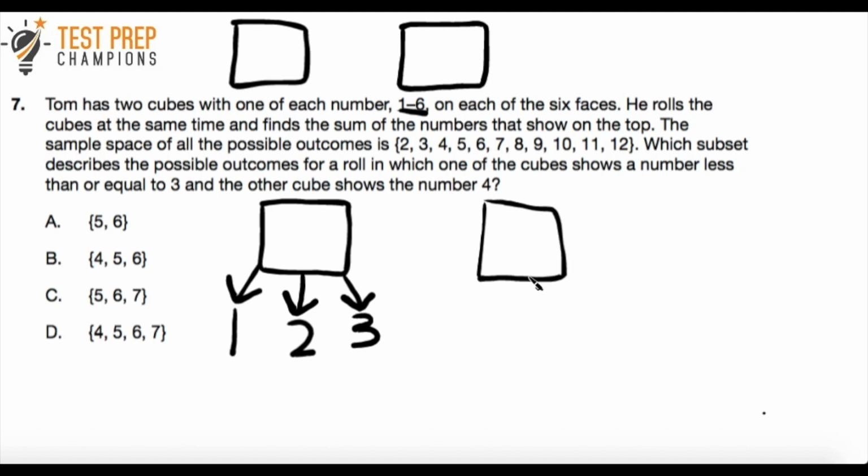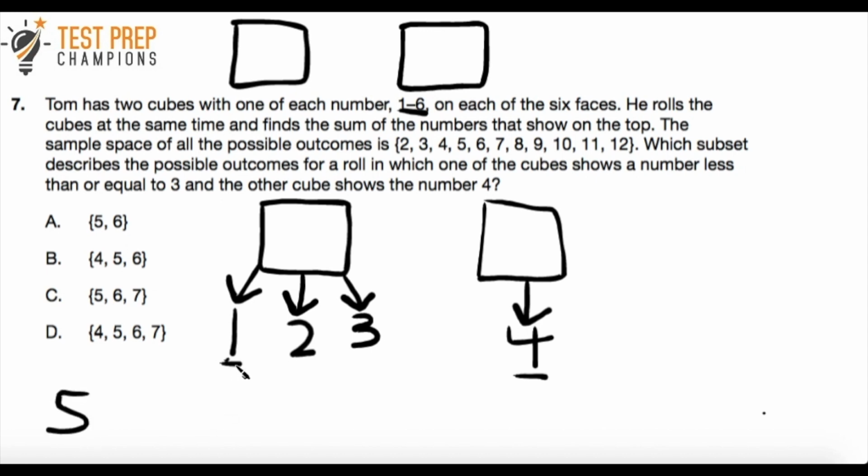And so this one has to be 4, because it says, and the other cube shows the number 4. So this cube's going to be 4 here. All right, so basically, we're just looking at the different combinations of numbers that we could get here. So let's say that the first die you roll a 1, and the second die you get a 4. So what does that add up to? So 1 plus 4, that equals 5. So one option would be 5.